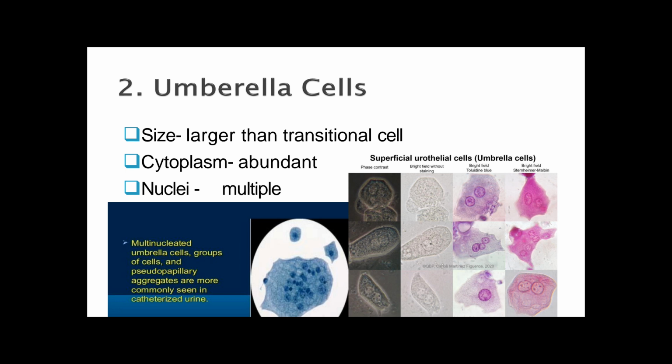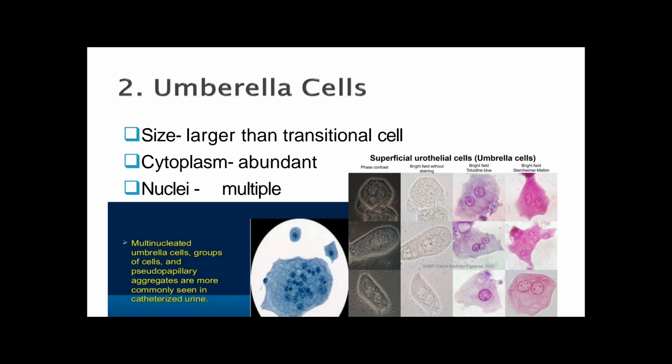So we already discussed we can receive three types of sample: voided urine sample, catheterized urine sample, and bladder washing. So when you look at the catheterized urine sample, there are some morphological changes you can see due to the catheterization.